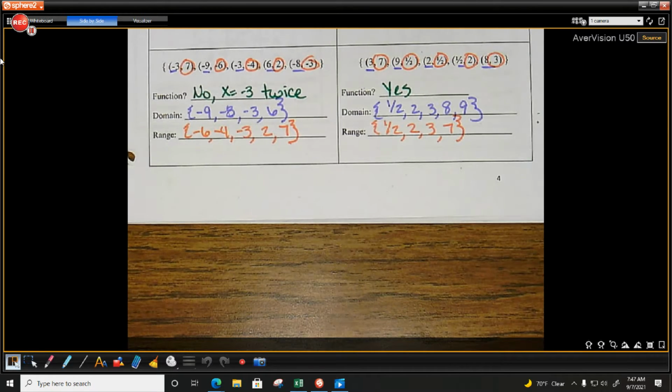How'd we do? Thumbs, good? Bad? I just wrote it on the wrong. Like I wrote the domain order. So make sure you're putting the right one in the right spot. Okay, domain is X, range is Y. Domain is X, range is Y.